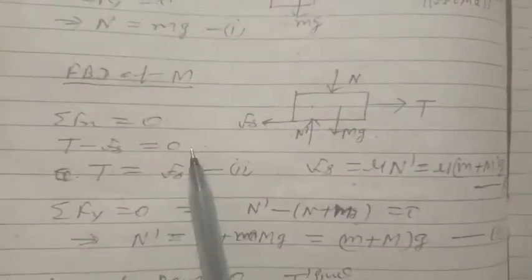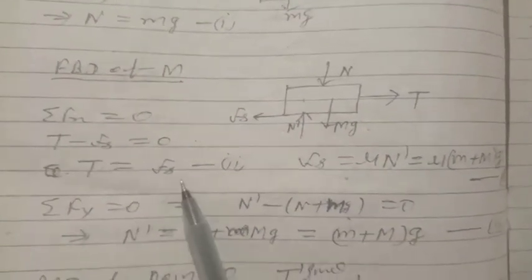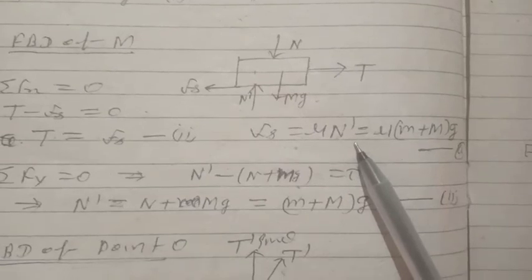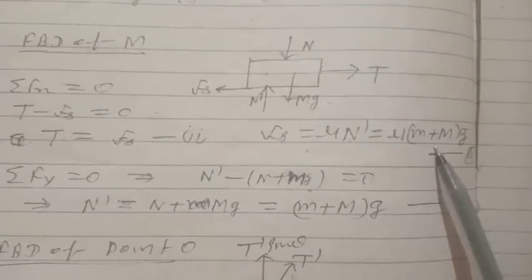Now we know that sigma Fx equals 0. So T minus fs equals 0. This gives T equals fs, equation 2. Again we know that fs equals mu into N dash, where N dash will be (M plus m) into g.